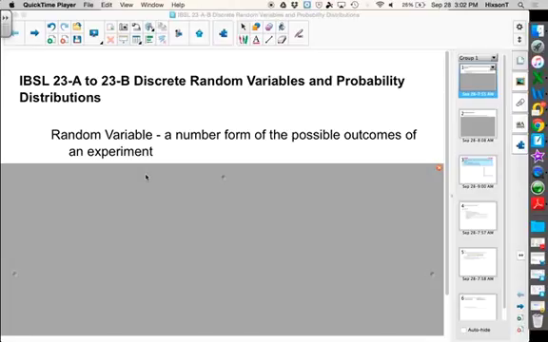So first of all, a random variable, when we're talking about this, number one, has to be a numerical value, okay? And it's a numerical form of the possible outcomes of a given experiment, okay? But again, it has to be a number. Now, you can take different situations and come up with a numerical value to represent things depending on how you interpret the problem.